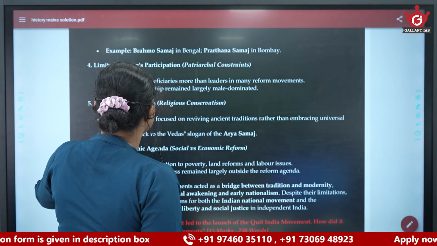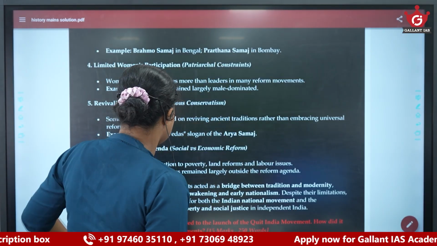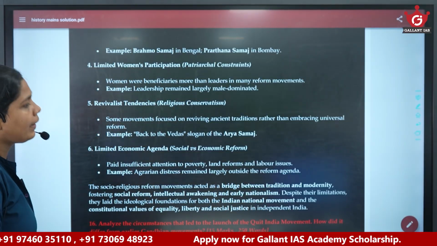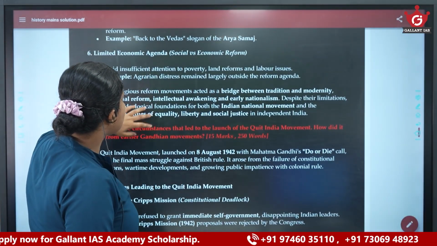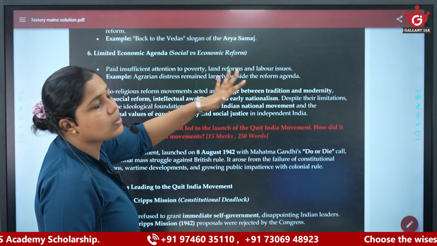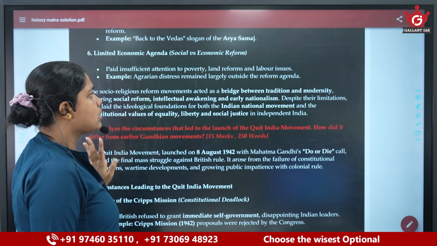It focused on ancient traditions. That conservatism backfired. Next is limited economic agenda. Example, agrarian distress remained largely outside the reform agenda. So this caused a problem.